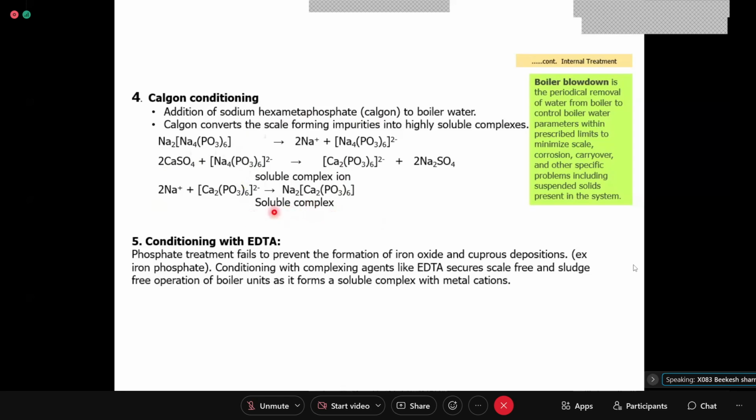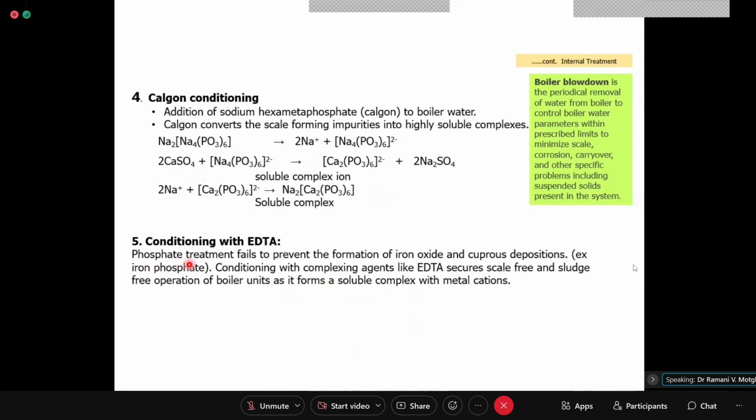Okay, so you are getting a soluble complex ion formed here, and it is in ionic form. So you don't get any scale or sludge formation. Then the fifth type of conditioning is conditioning with EDTA. Just like this, you add EDTA, ethylene diamine tetraacetic acid. It reacts with calcium and magnesium salts, producing a soluble complex.